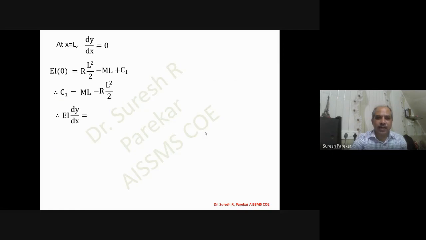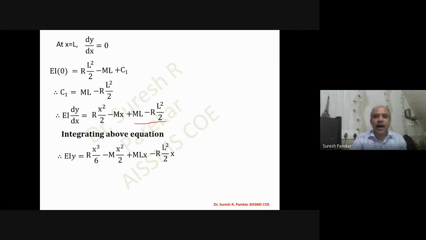So this is the value of C1 that we will put in the equation of slope, and that gives me Rx square by 2 minus Mx plus ML minus RL square by 2. This portion is our value of C1. Now we will integrate this equation again, which gives me EIy equal to Rx cube by 6 minus Mx square by 2 plus MLx minus RL square by 2 into x, plus C2, because we have a constant of integration.